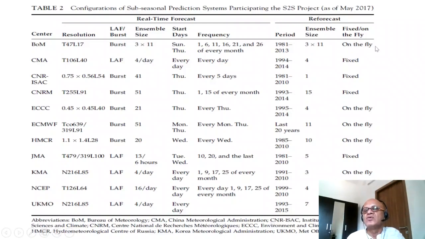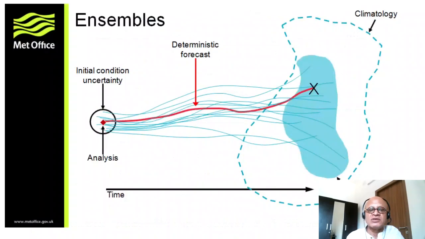Okay, so the reforecast ensembling is also done on the fly, which means reforecast and forecast are done at the same time, whereas these are doing it with a fixed system. So they go back in time and do hindcasts with a fixed system for 15 to 30 years to derive model parameters like climatologies to understand the biases in the forecast system.